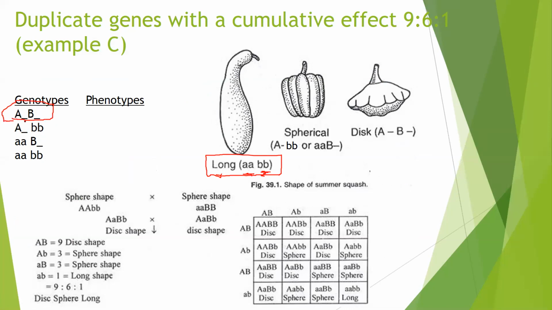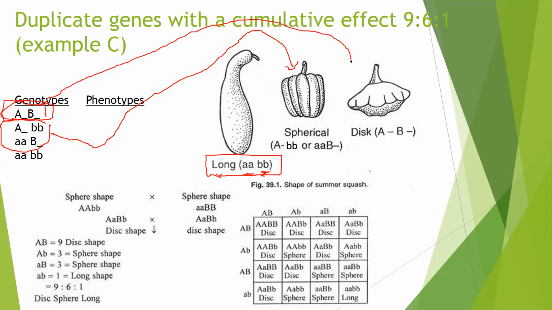So if either the A gene or B gene is wild type, this will give us the normal, spherical shape. If both genes are wild type, this will give a disc shape, all right? If both genes are mutant, then the squash will be doubly elongated. Sorry about this. Thank you for pointing that out.